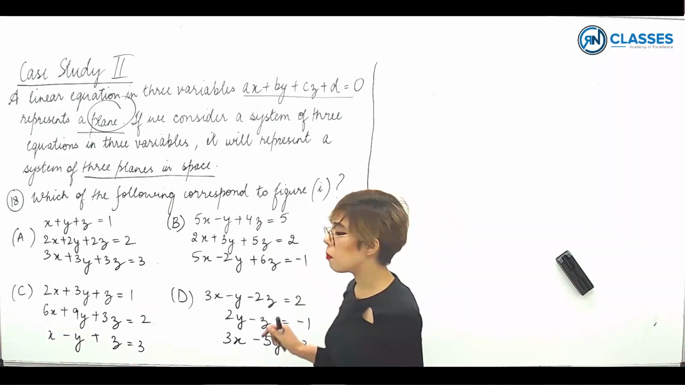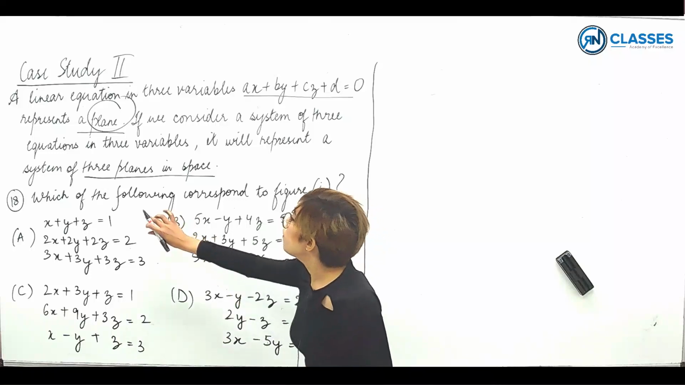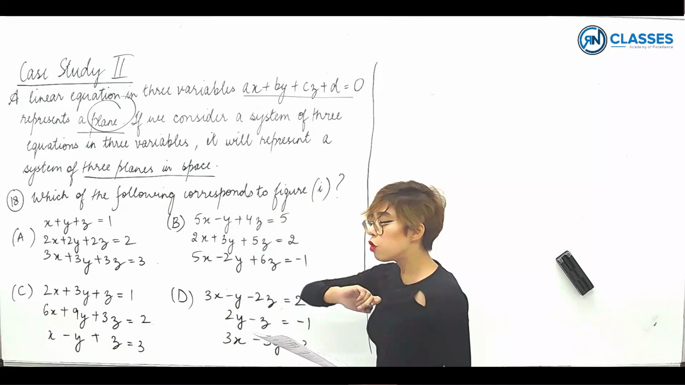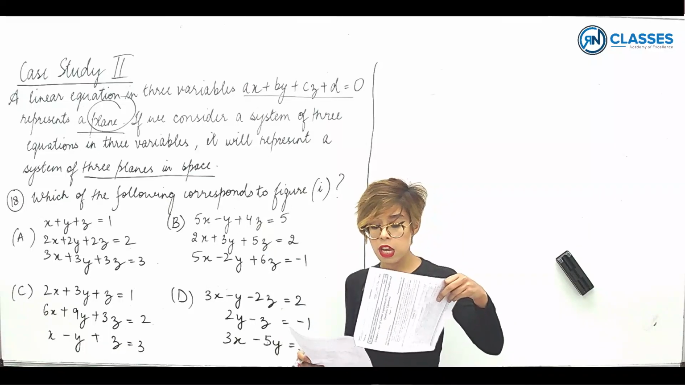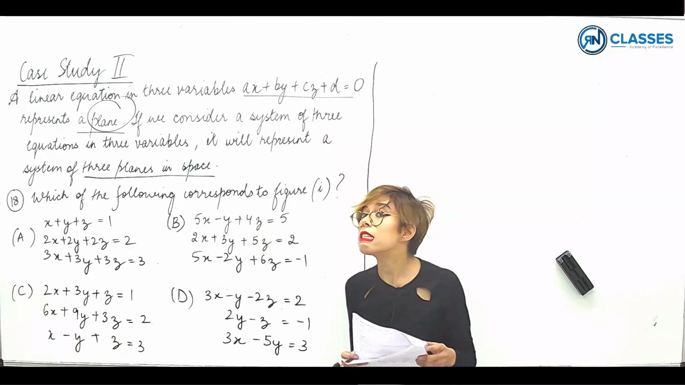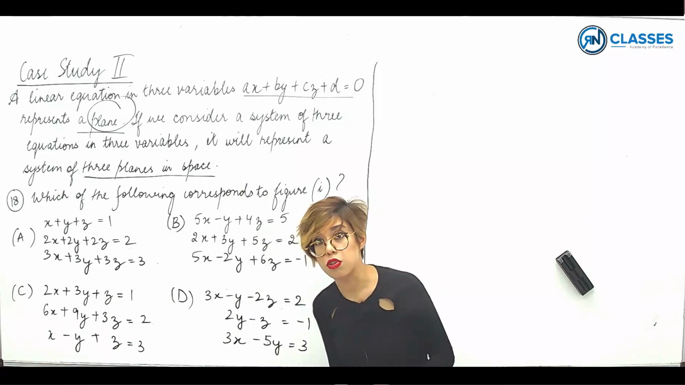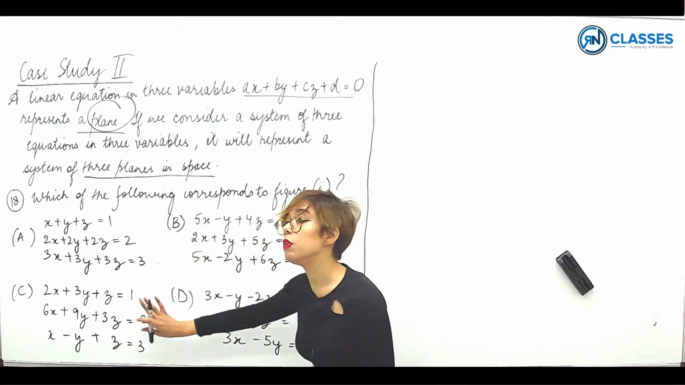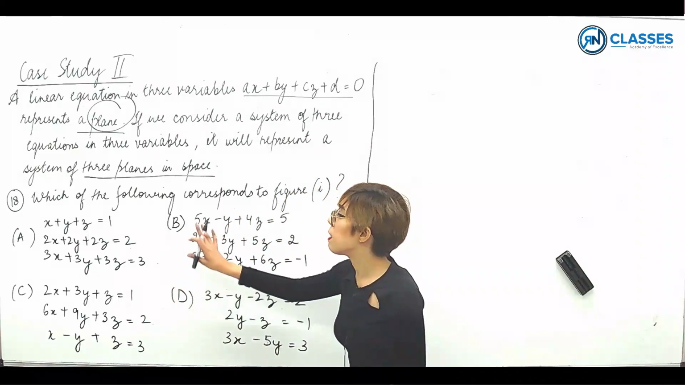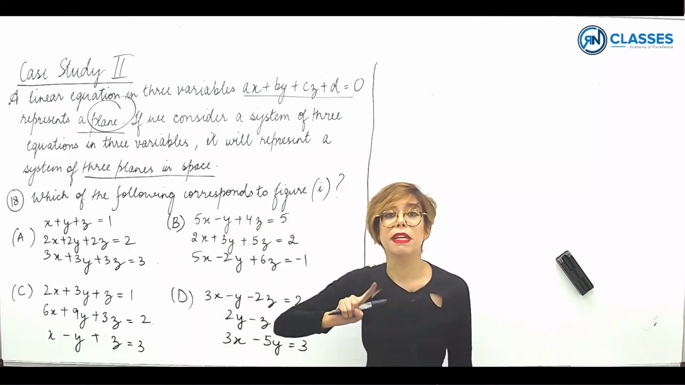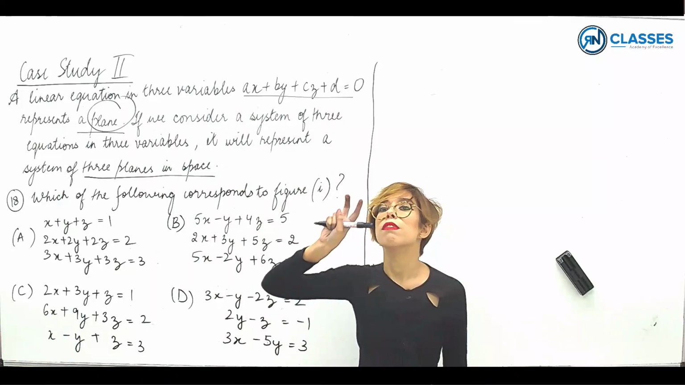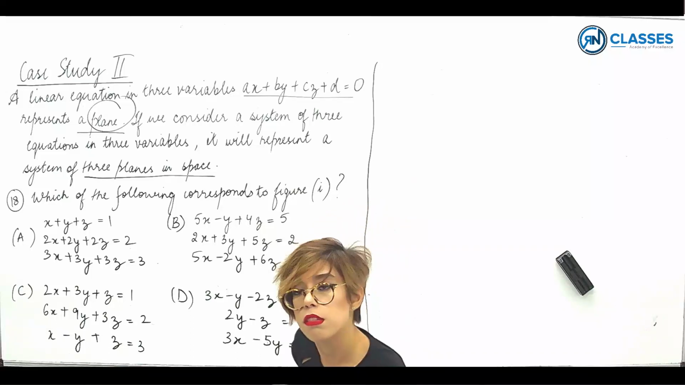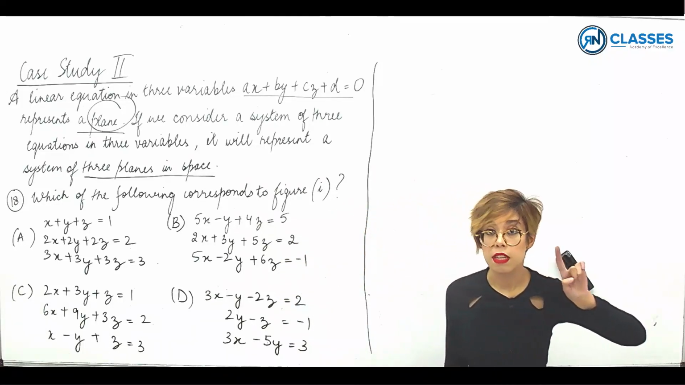Now let's come to question number 18. Which of the following corresponds with figure 1? Now let's check figure 1. Figure 1 is of consistent system, that too of unique solution. That means I am looking for a system which will give me a unique solution. So that means if I solve it, I should get only one triplet, as in one value of x, y and z, a triplet. Right? Okay. So let's look at the equations and let's use common sense.